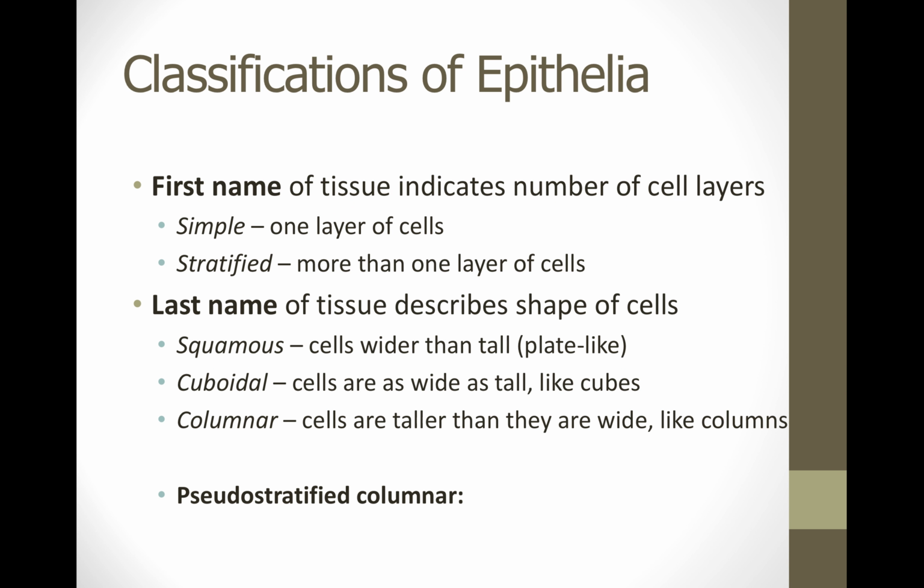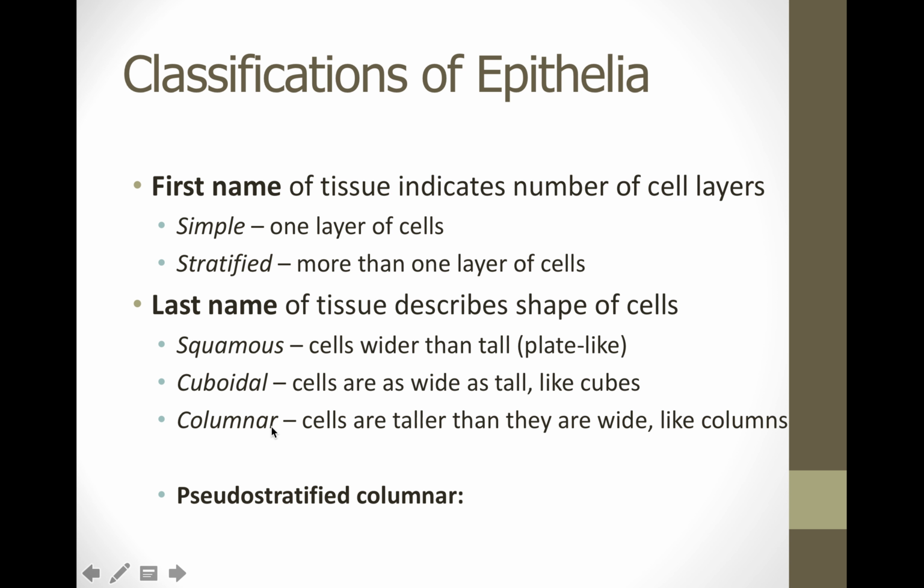So basically, anytime I want to name an epithelial tissue, I will give it a first name, either simple or stratified, and one of the last names, either squamous, cuboidal, or columnar. So in reality, I can have simple squamous, simple cuboidal, simple columnar. I can also have stratified squamous, stratified cuboidal, and stratified columnar.